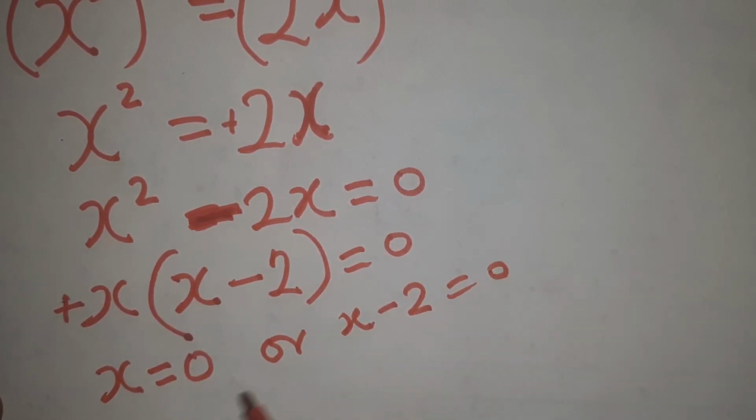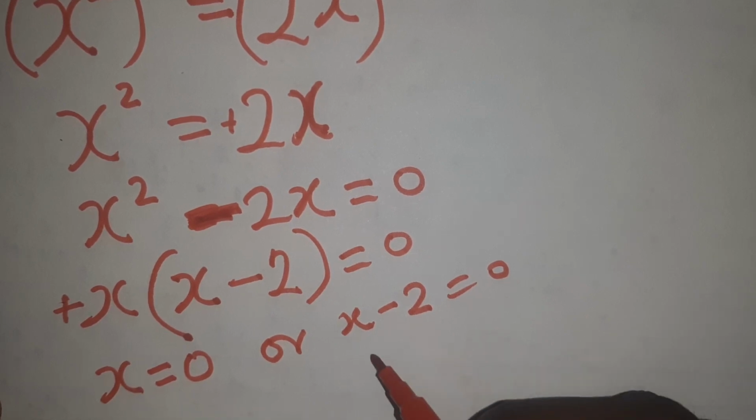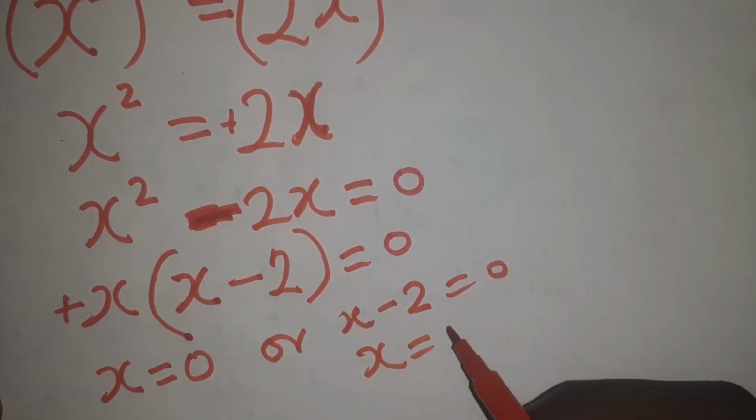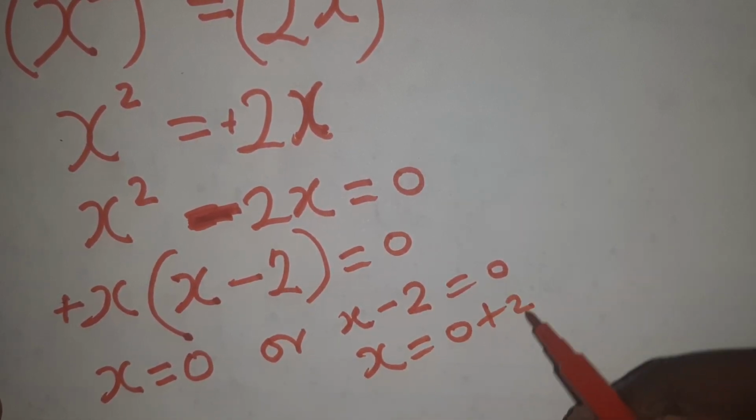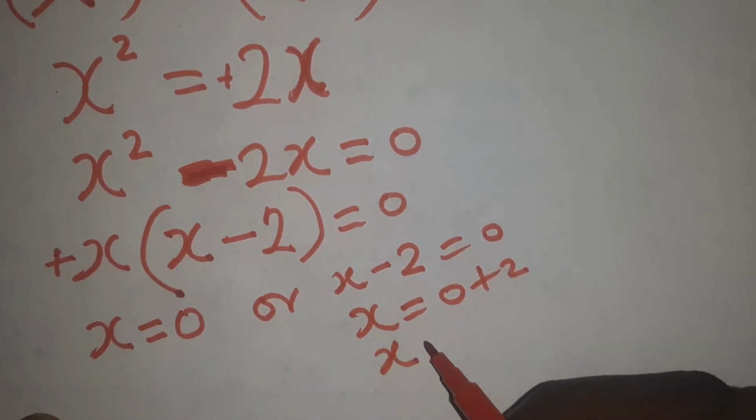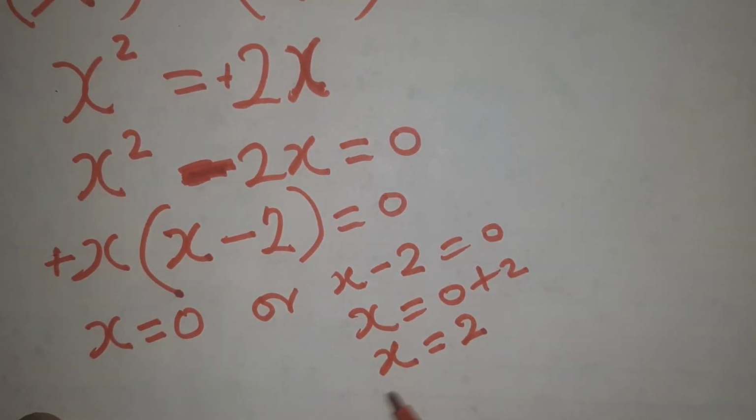So let's solve this one. We are sure that x is 0 here now. Then here we now have x equals 0. The minus 2 becomes plus 2. Then we have x equals 2. So we have x equals 0 and x equals 2. So that's it.